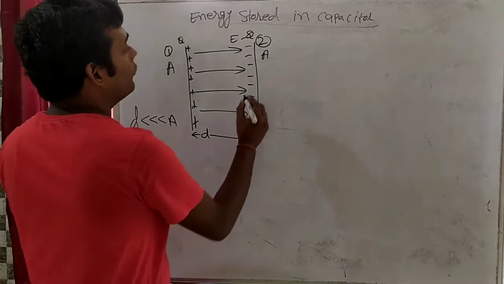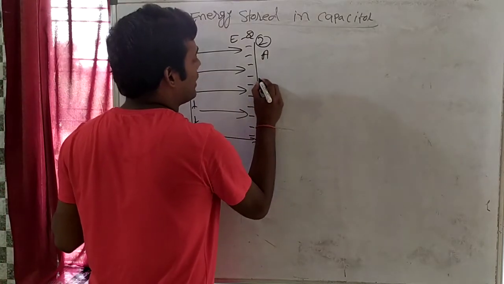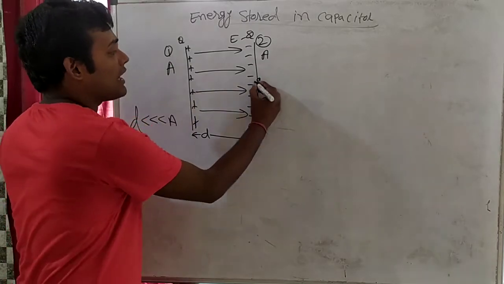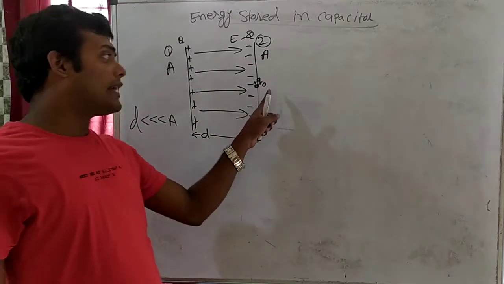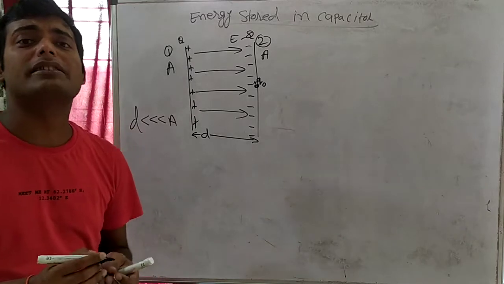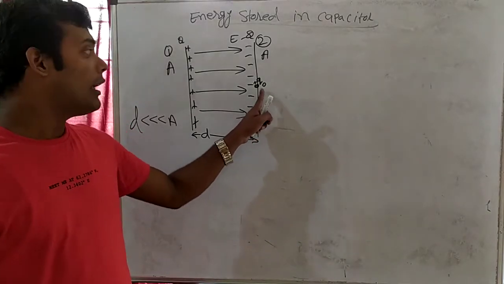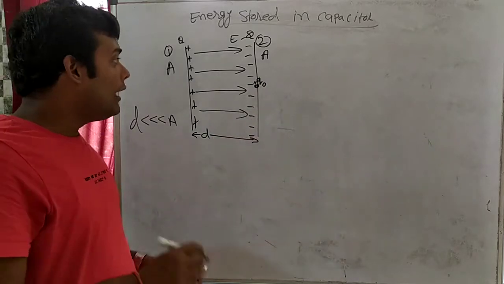Now what will I do? I will place a test charge here. We all know what a test charge is. A test charge is positive in nature, and its magnitude is very low, that is a unit charge, 1 coulomb. So the test charge is positive in nature, and very small in magnitude.